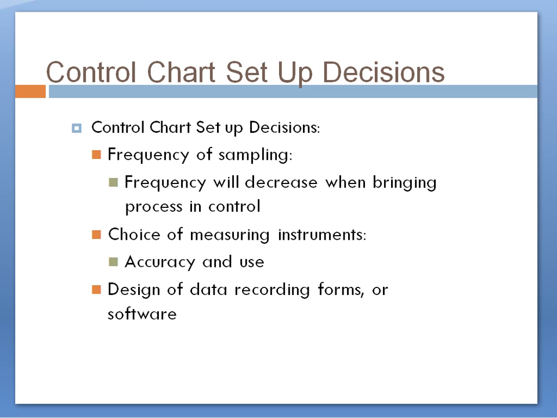Then you have to calculate the frequency of the sampling, and the frequency will decrease when bringing the process in control, because you don't have to do it that often. Your process is under control, so you might have to check it less often than you used to. Also, the choice of measuring instruments, and this will depend on the accuracy and the use. And you have to design a data recording form or software to collect that data.